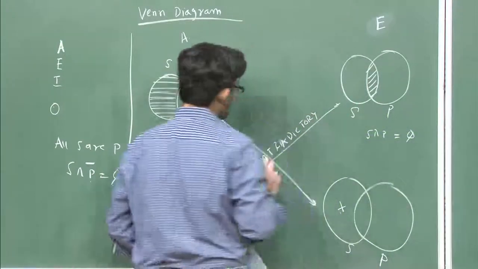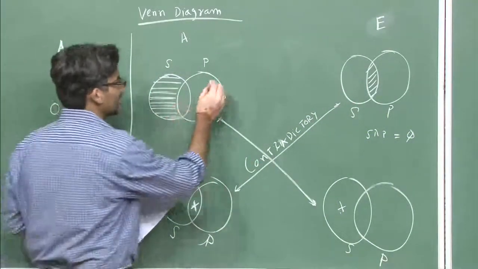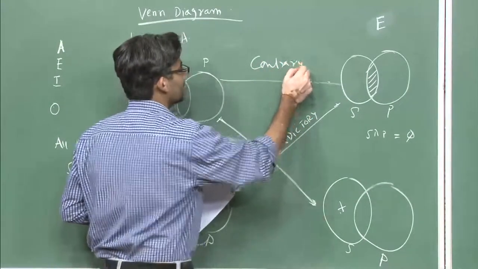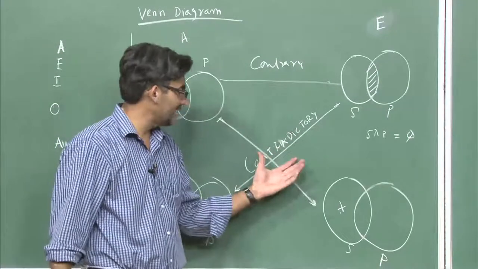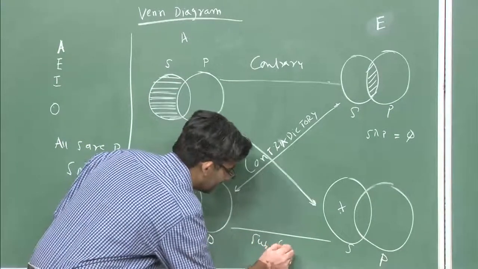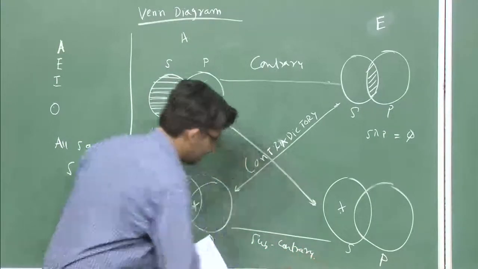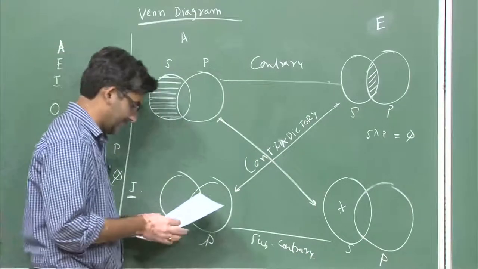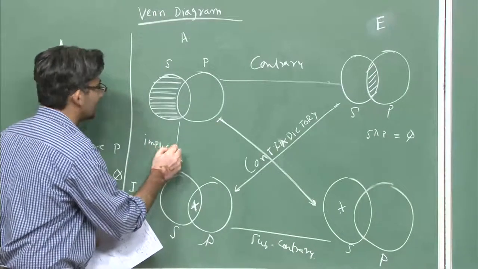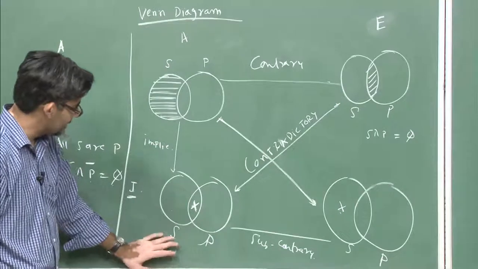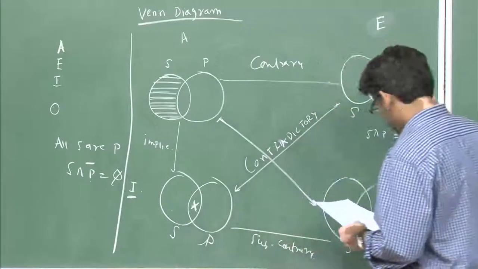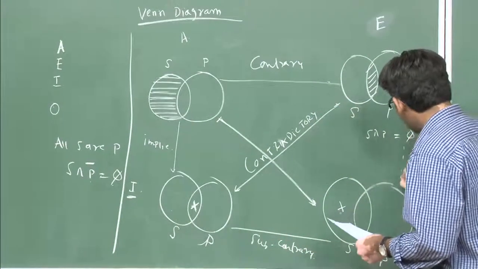Contradictory to each other, and then these are contrary to each other. So I will talk about what we mean by contrary, contradictory, and this is what is called subcontrary, and this is what is called implies. That means A proposition implies I proposition in some sense. And thus this is also what is called implication.